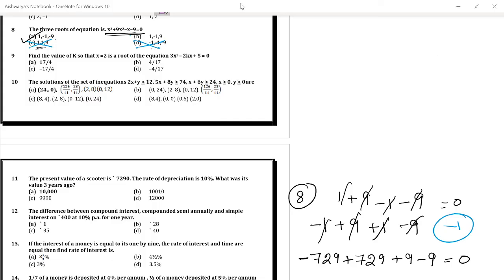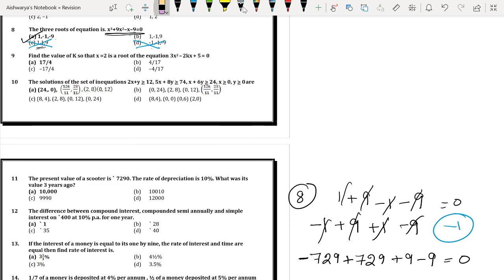So were you able to solve question number 9? Find the value of k so that x is equal to 2 is the root of this particular equation. Okay, so x is equal to 2 is a root. So just substitute x is equal to 2 wherever there is an x. What you will get is 2 square is 4. 4 threes are 12 minus 2 twos are 4. So 4k plus 5 is equal to 0.